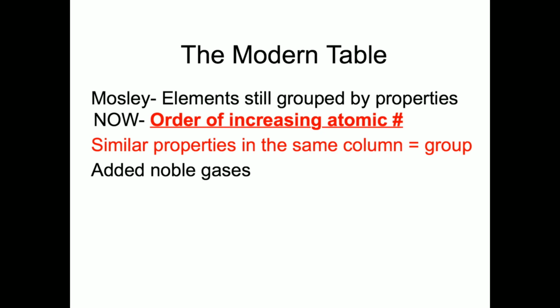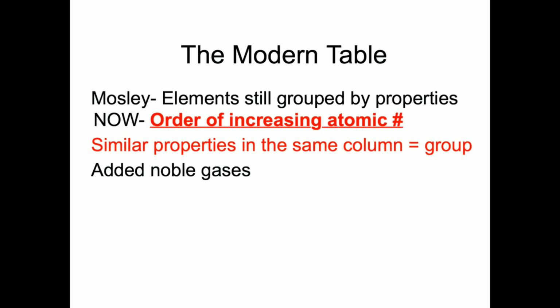The periodic table we have is organized in order of increasing atomic number, that bold number found in the lower left-hand corner on your periodic table. Moseley, who worked with Ernest Rutherford, decided to organize the table in order of increasing atomic number.